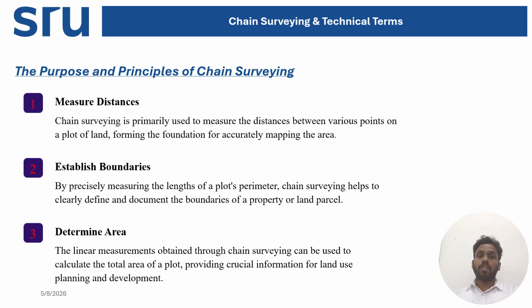So now we are going to the purpose and principles of chain survey. Okay. So the first one is measurement of distance. As I said, the primary purpose of your chain is to measure the distance between various points on a plot, forming a foundation for accurately mapping the area. The next one, with the measured distance, you can establish the boundaries. By precisely measuring the length of a plot and its perimeter, chain surveying helps to clearly define and document the boundaries of a land parcel. So you can do everything clearly with the measurements.